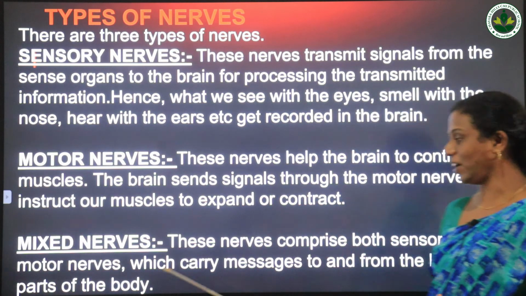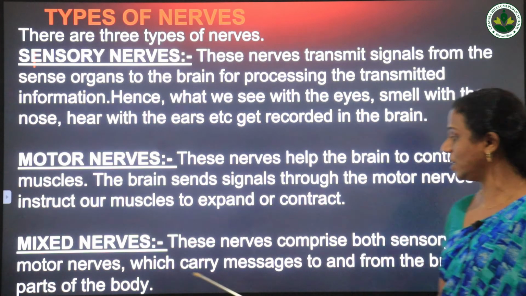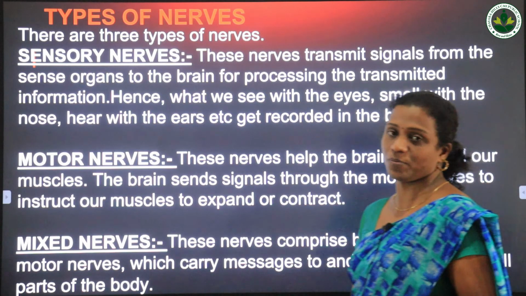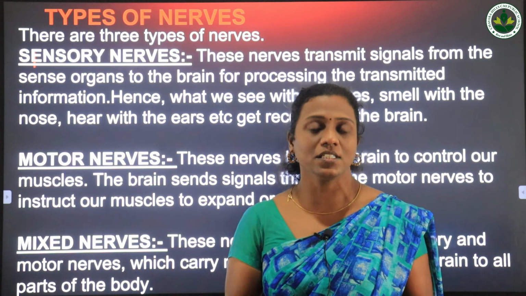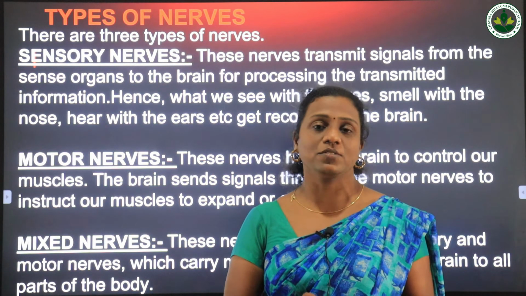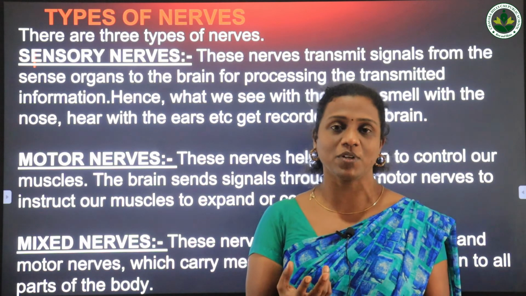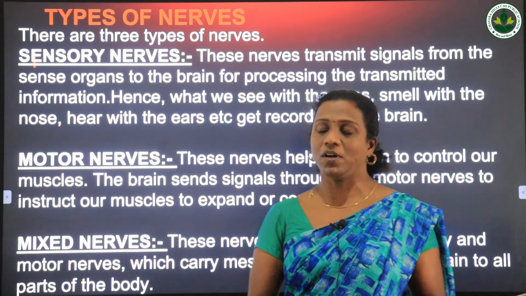So, we can check what is the function. These nerves comprise both sensory and motor nerves which carry messages to and from the brain to all parts of the body. So, these mixed nerves consist of sensory nerves and motor nerves. They will carry messages from all the parts of the body to the brain and also the messages from the brain to other body parts.